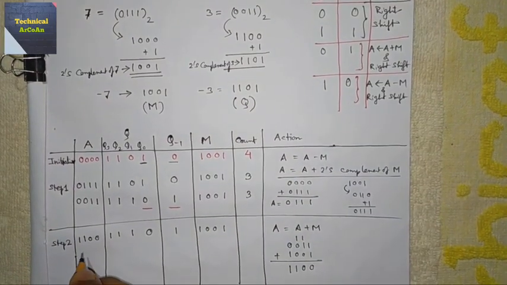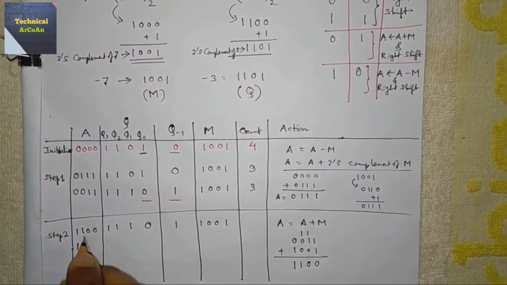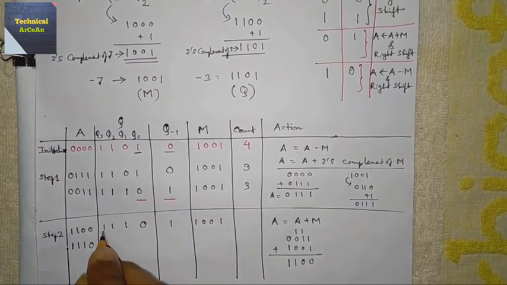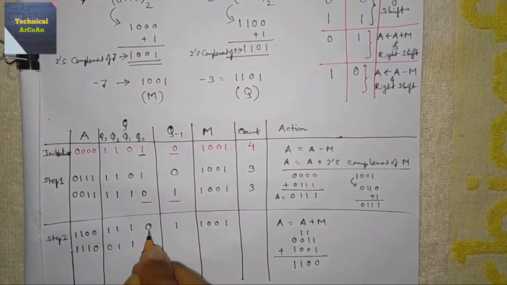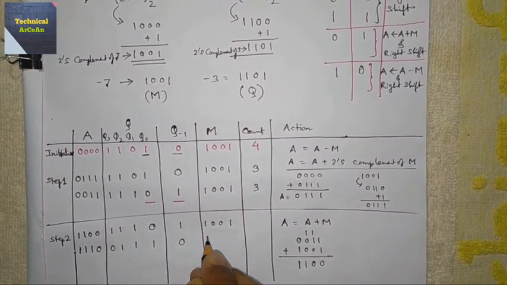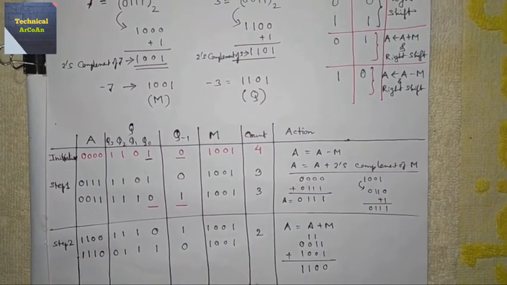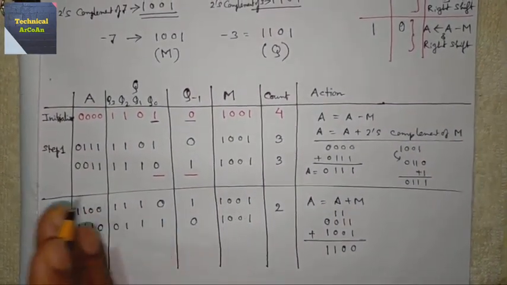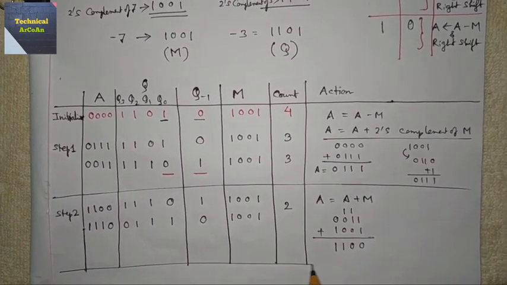Clear? So now the same way, this one will come to that position, this one to that position, this one to that position, this 0 to that position, this 0 to that position, this one to that position, and this 0 to that position, and M will be the same. And what will be the count? It should be 2. Okay, what happened? In each and every step the bits are just shifted, and what shifting is going on? Shift right. Okay, so that is your step 2.